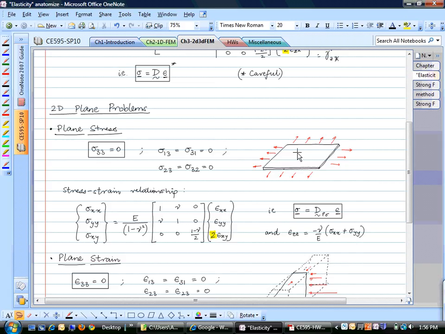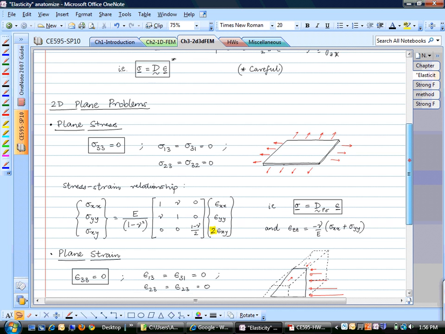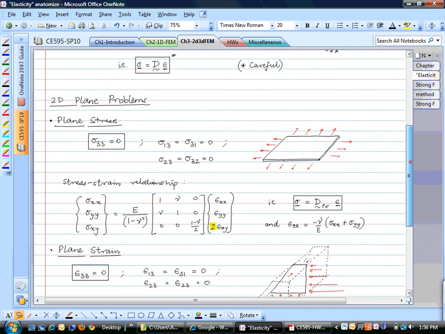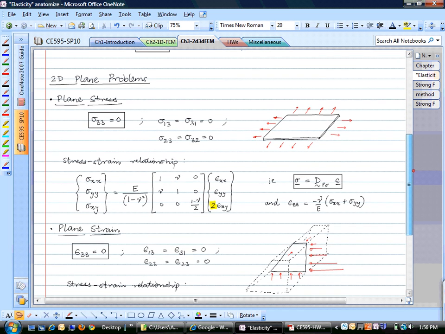So obviously, if you stretch a thin plate, it will try to collapse in the third direction. So the strain in the third direction is not 0, but the stress is. So the strain in the third direction can actually be calculated just by plugging it back into the full three-dimensional equation. So is there any question or doubt about plane stress? Okay.